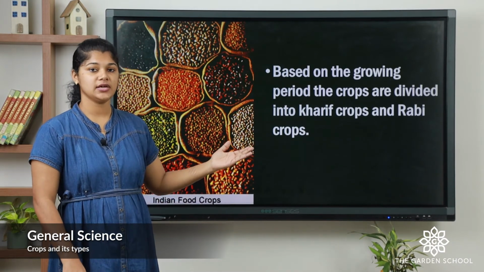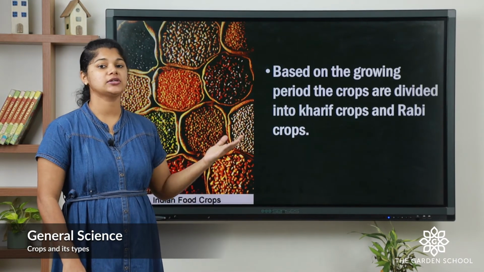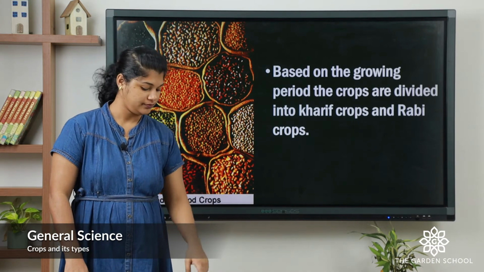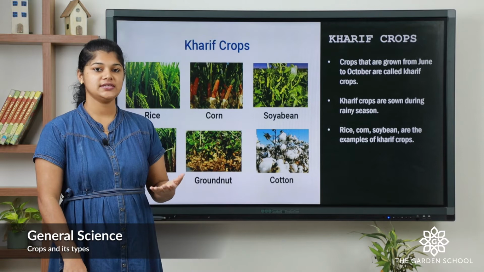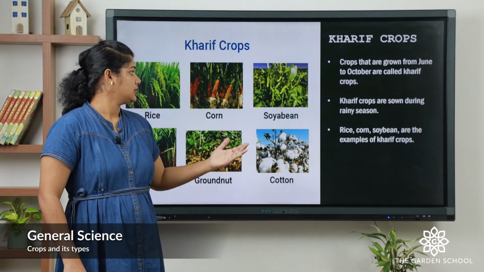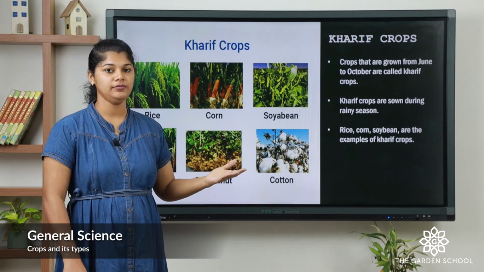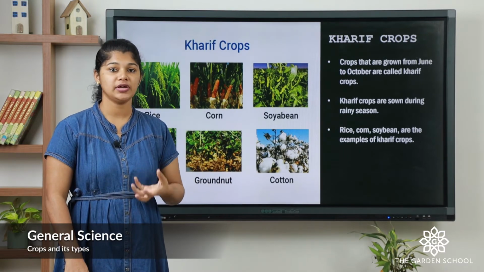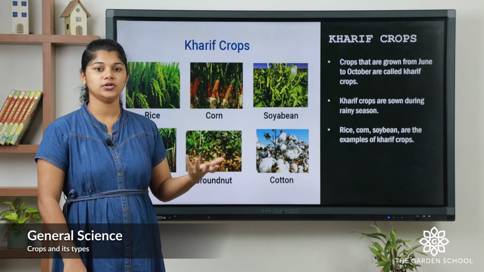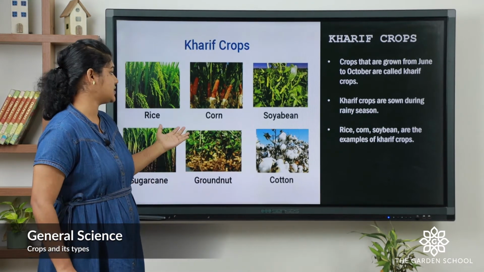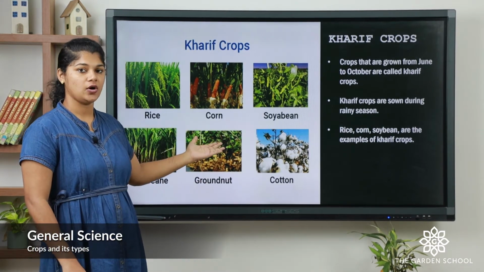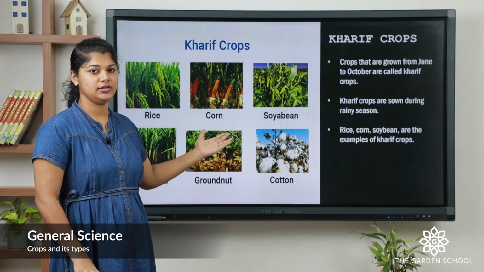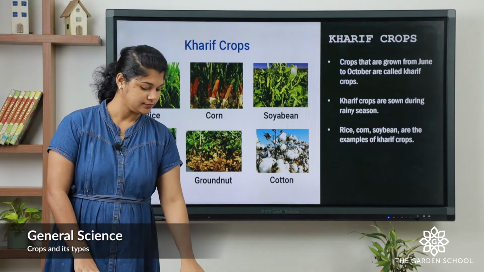See, based upon the growing period, the crops are divided into kharif and rabi. Let's see about kharif crops. The kharif crops are grown from June to October and they are sown in the rainy season. And let's see what the kharif crops are. You can see here rice, corn, soya bean, sugarcane, cotton and groundnut are the kharif crops.